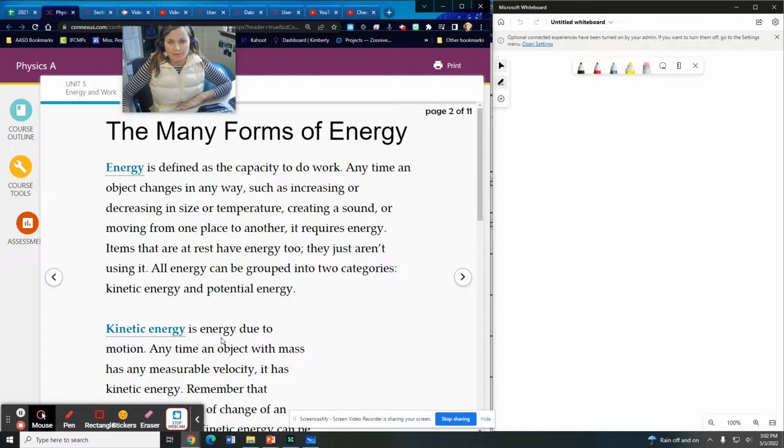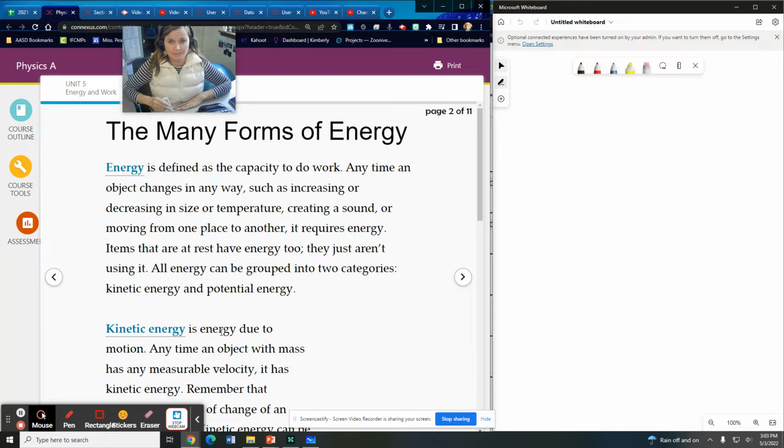So first, talking about the many different forms of energy. Energy is defined as the ability to do work. So you need to know what work is first. It goes out of order here a little bit, but whenever you apply a force to move something over a distance, you are doing work on that item.